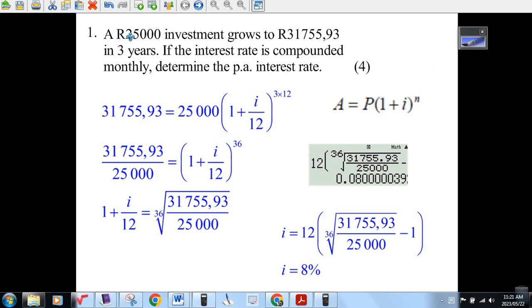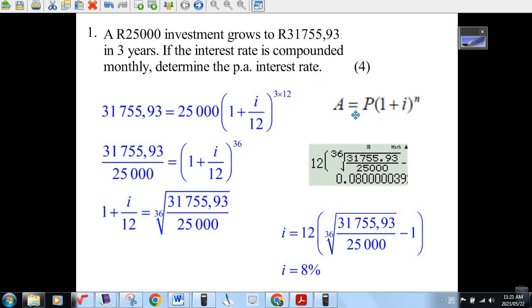It says you have an investment of 25,000 Rand and it grows to 31,755 Rand and 93 cents in 3 years. If the interest rate is compounded monthly, determine the per annum interest rate. Okay, so how do you do this?